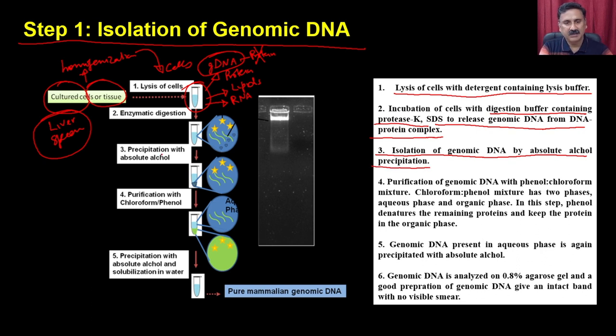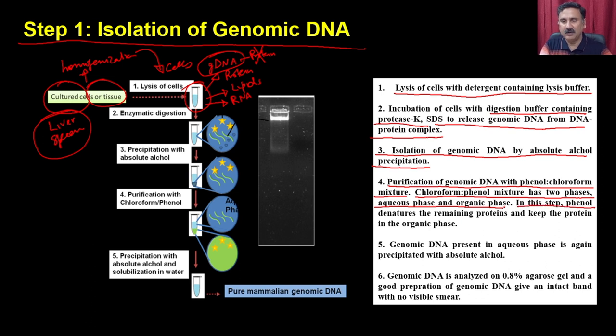So you are going to precipitate the DNA, but this DNA is also going to contain contaminating agents like proteins, lipids, and RNA. So it's not only going to contain the purified genomic DNA, it's going to contain the other molecules. In that case, you're going to do a purification of the genomic DNA with the phenol-chloroform mixture. The phenol-chloroform mixture has two phases: one is the aqueous phase and the other is the organic phase. This is what you see, right? It has an aqueous phase and an organic phase.